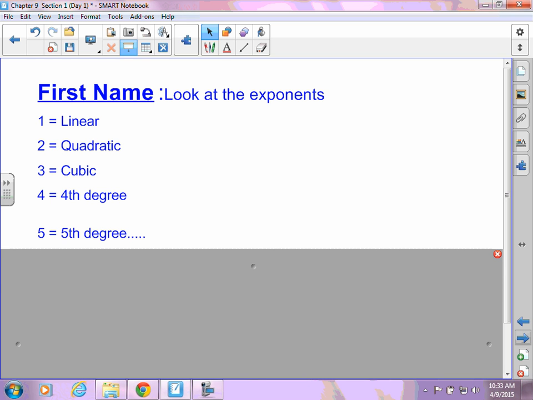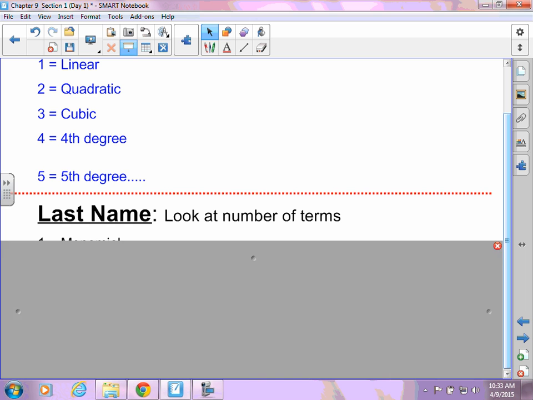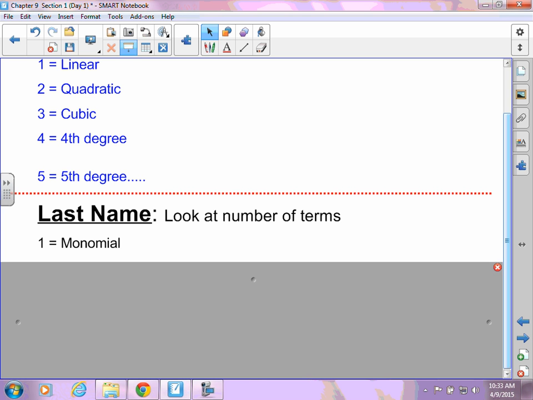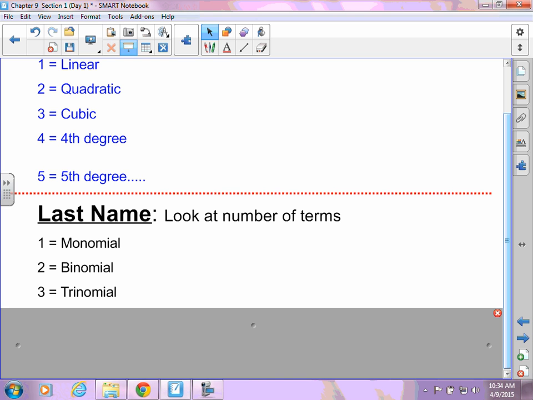The last name, we look at number of terms, right? So like Obama or Washington, it's their last name, right? If I have one term, I call it a monomial. Mono meaning one, right? If there are 2 terms, I call it a binomial, like a biplane and a bicycle, 2. Right? If I have 3 terms, I call it a trinomial, like a tricycle has 3 wheels or a triangle has 3 sides, right?